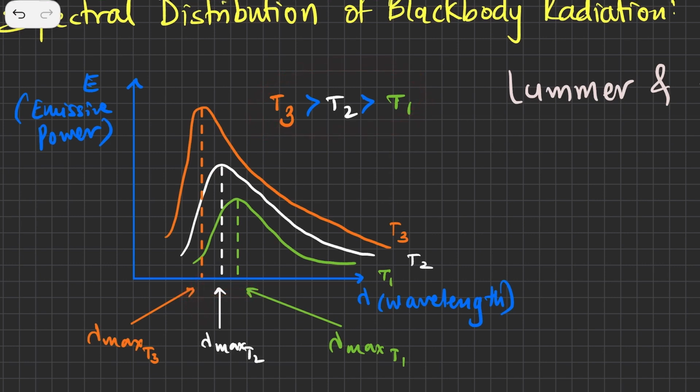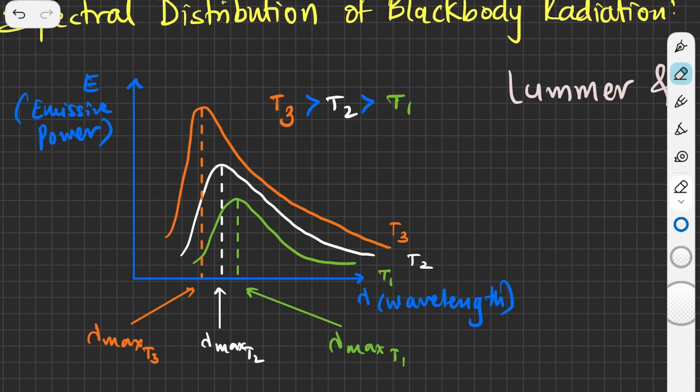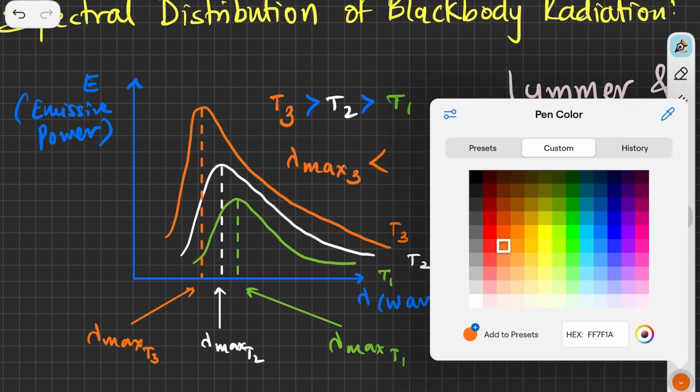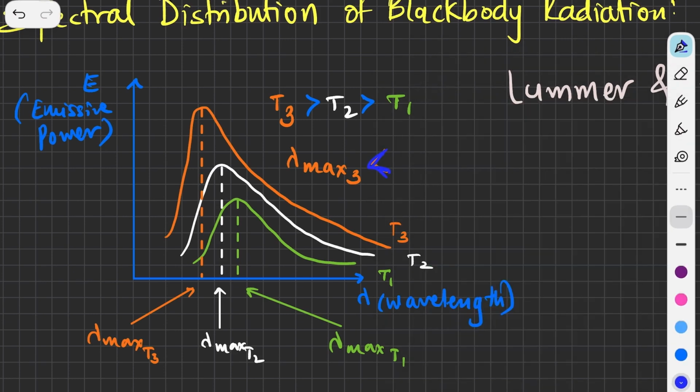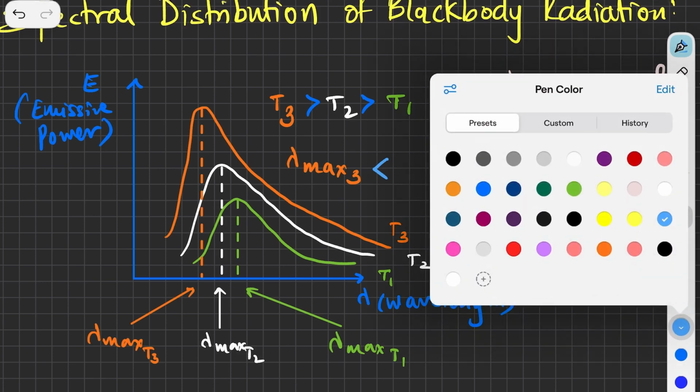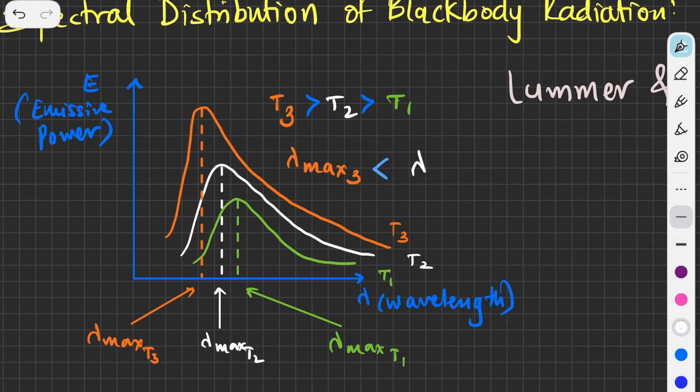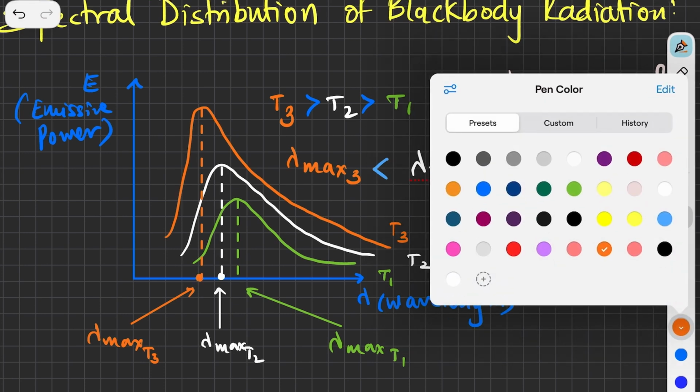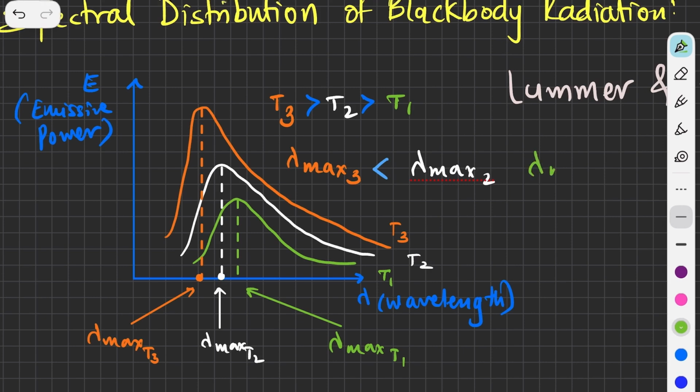So if I wish to write here, then I can simply write like this, okay, lambda max 3 should be less than lambda max 2. Okay, so this is lambda max 2, this was lambda max 3, and I'll do it with a green, is less than lambda max 1.